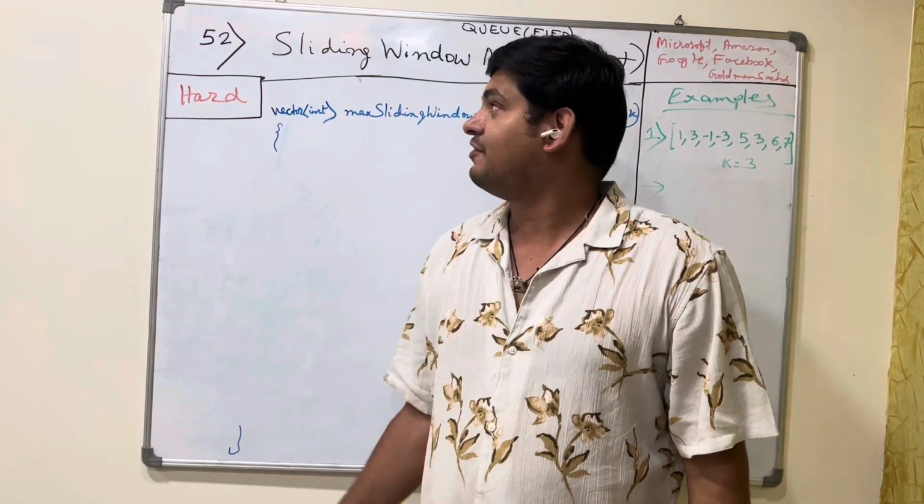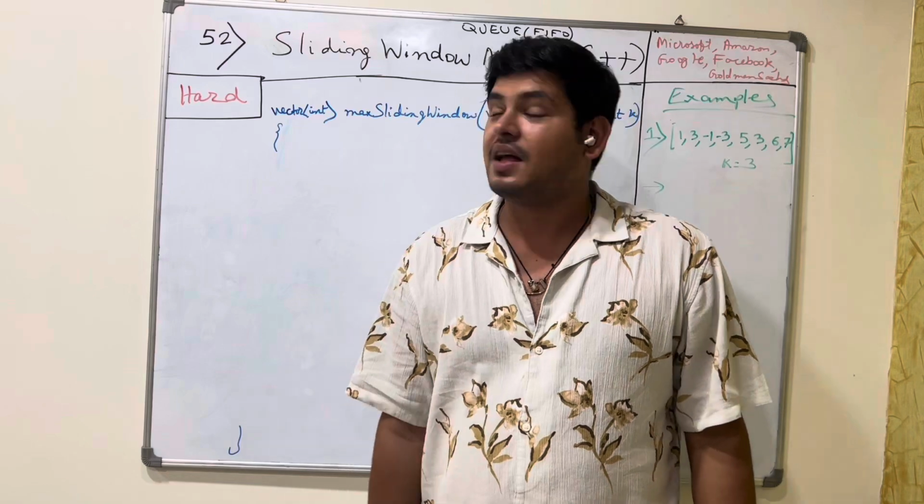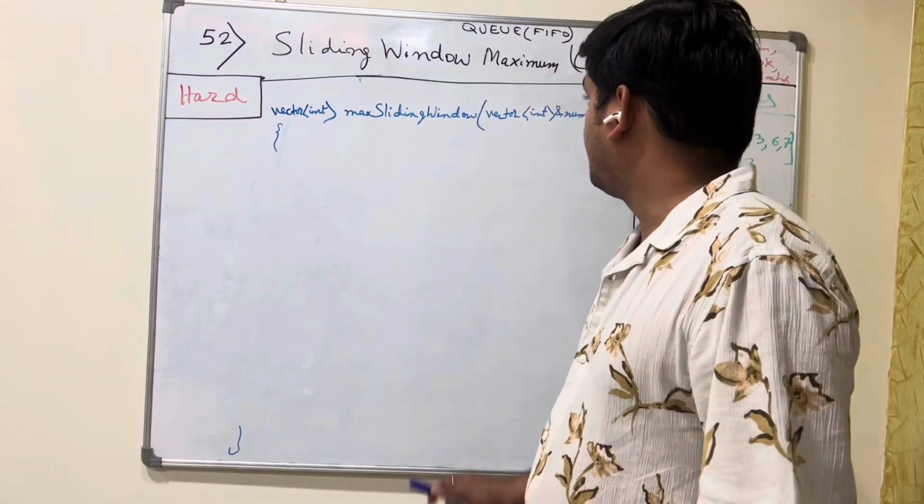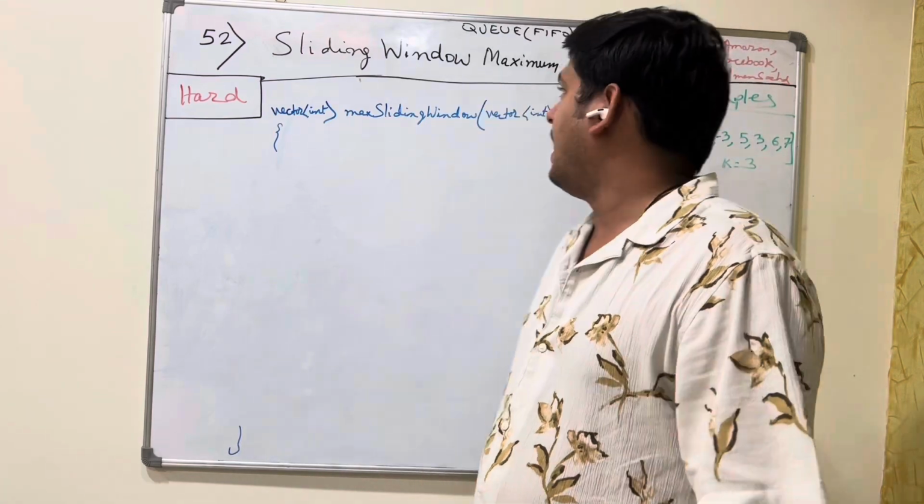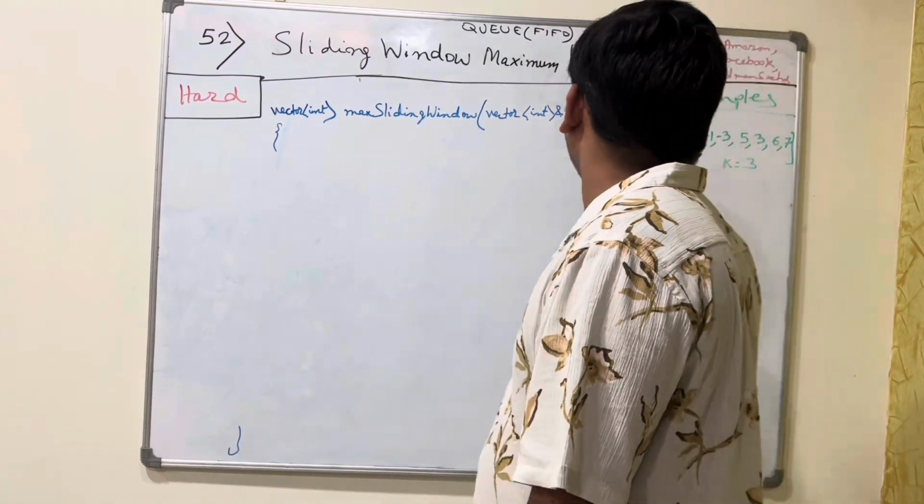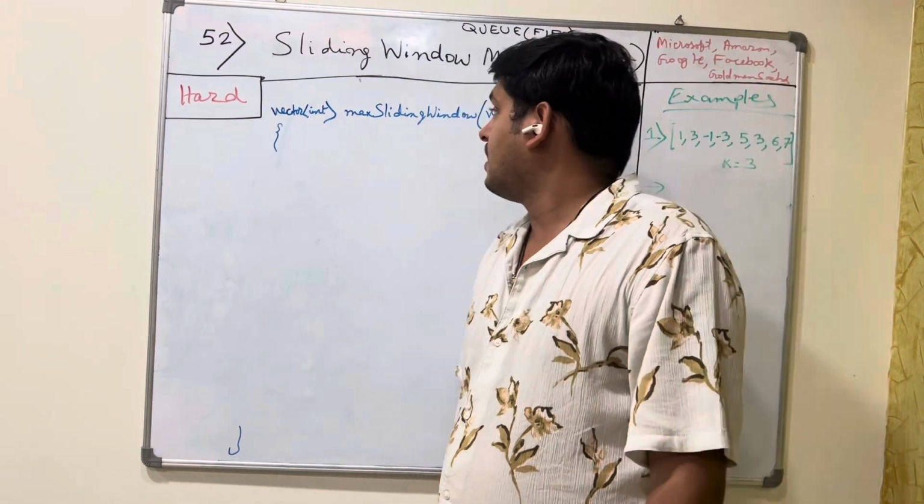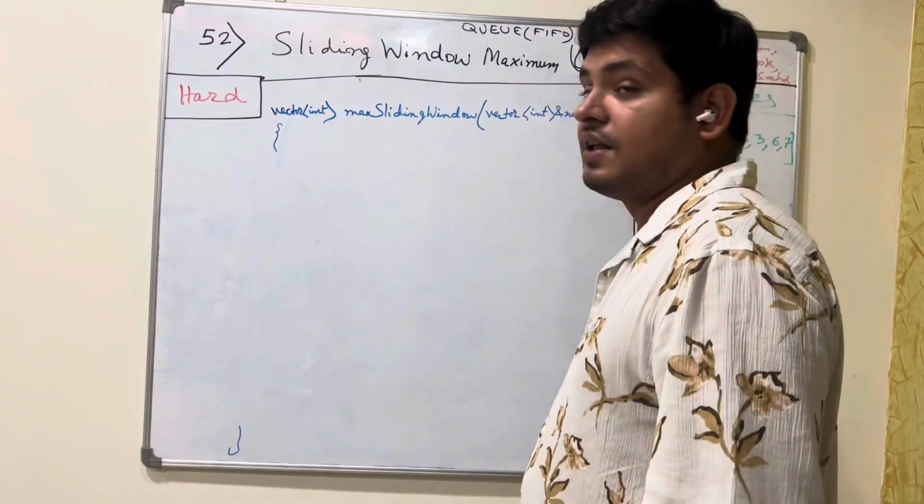Today we are going to solve the 52nd question of the problem solving series and the fourth and last question of the Queue data structure. The difficulty level for this question is hard, and it has been asked in multiple companies: Microsoft, Amazon, Google, Facebook, Goldman Sachs. So let's look at the example.